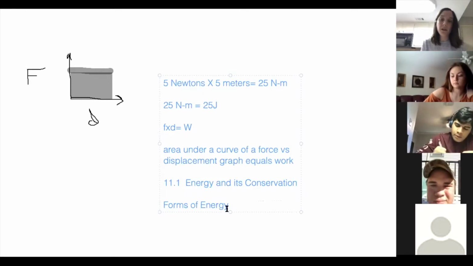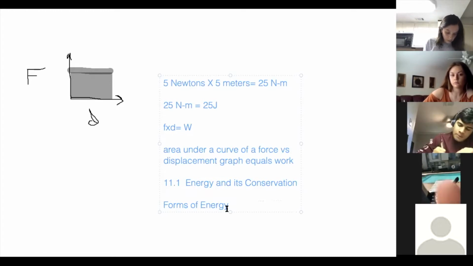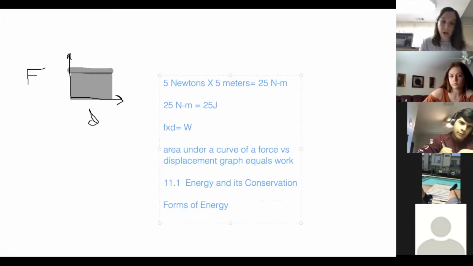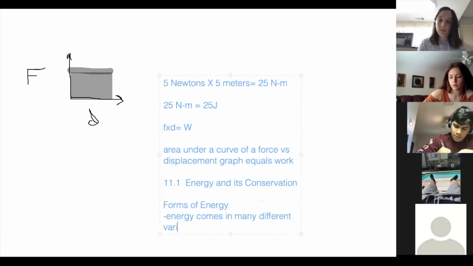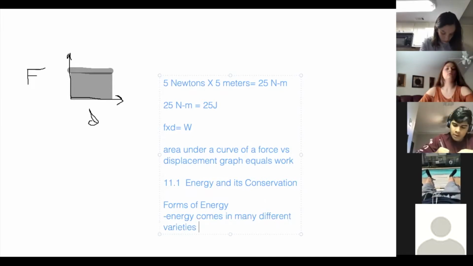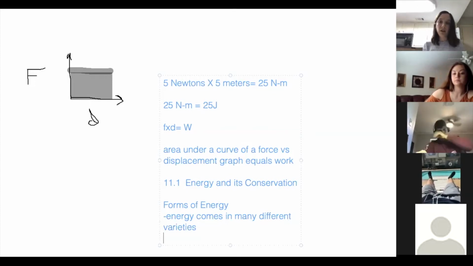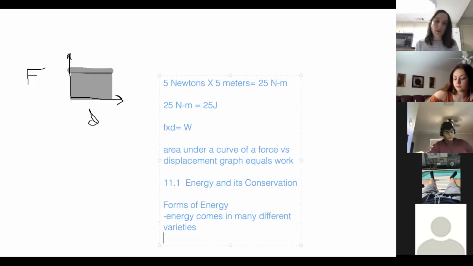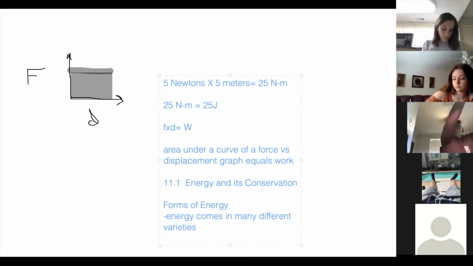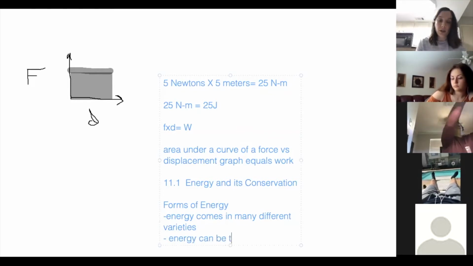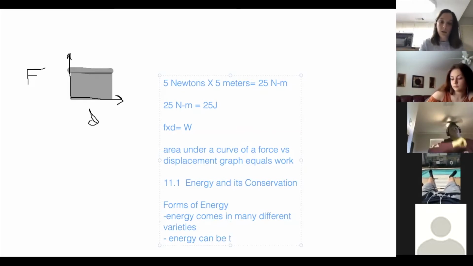Okay, so this ties into the last chapter. We're talking more about energy, different forms of energy. So energy can come in many different varieties. So certain kinds of energy would be things like light, heat, sound, magnetism, electricity, and they can be converted in between each other as well. So energy can be transformed or transferred into different forms.